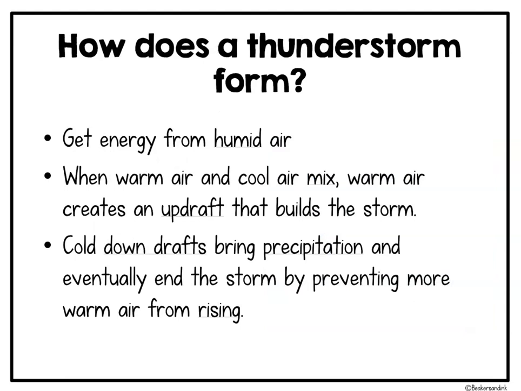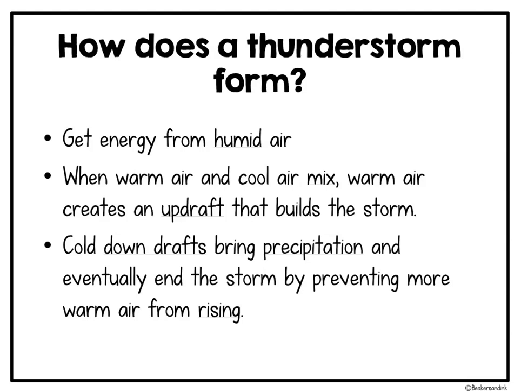Thunderstorms get their energy from humid air. That warm, humid air rises and forms the cumulonimbus cloud. When the water vapor condenses into cloud droplets, it releases energy, and that energy increases the air motion and causes the cloud to build up. We have that warm and cool air that mix and create what's called an updraft that builds the storm and the cloud. Now, cold downdrafts bring precipitation and eventually end the storm by preventing more warm air from rising.